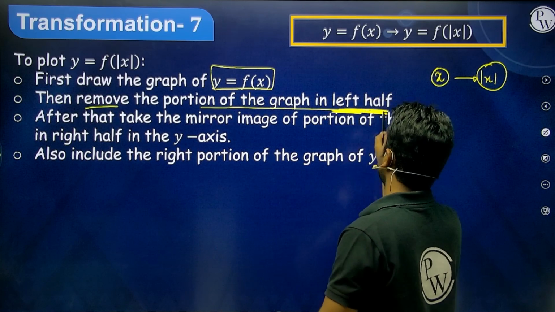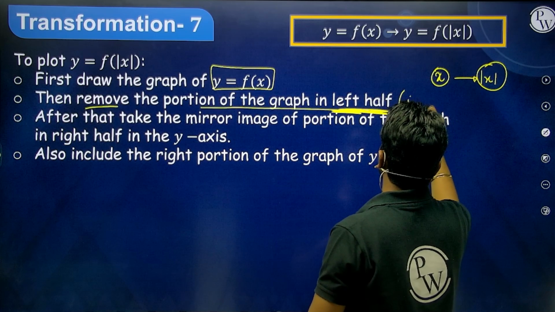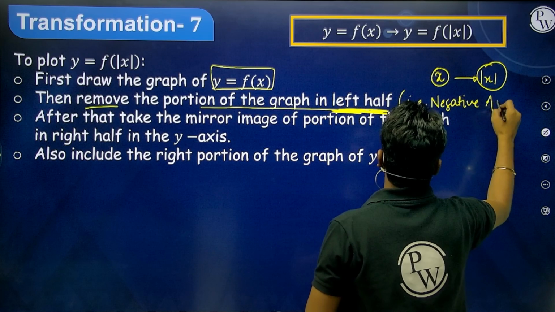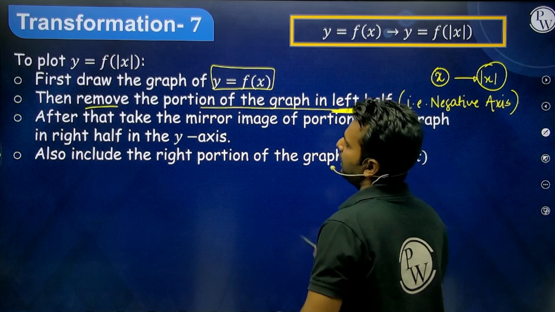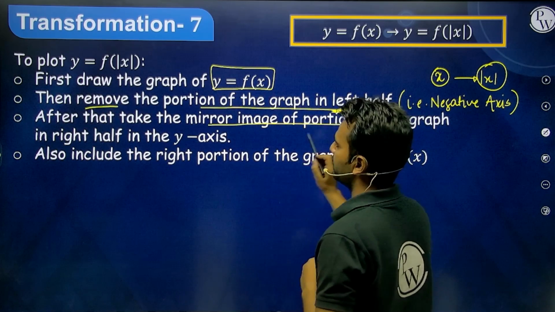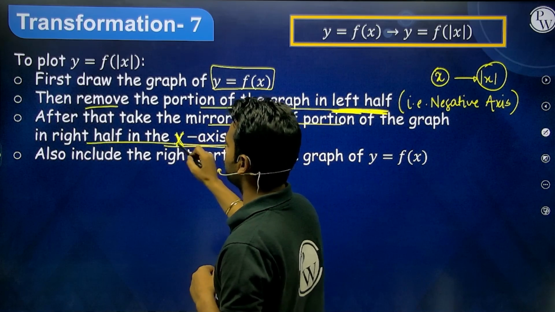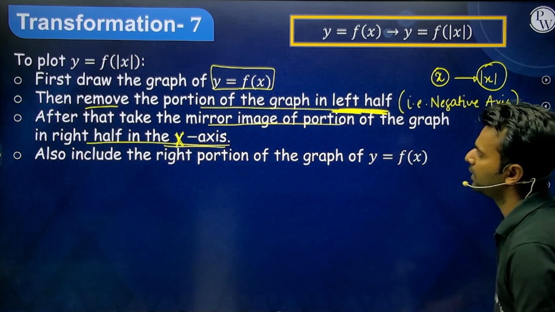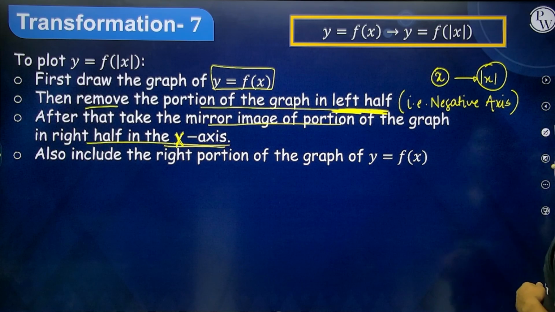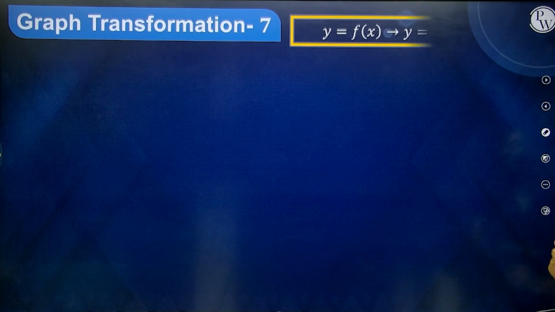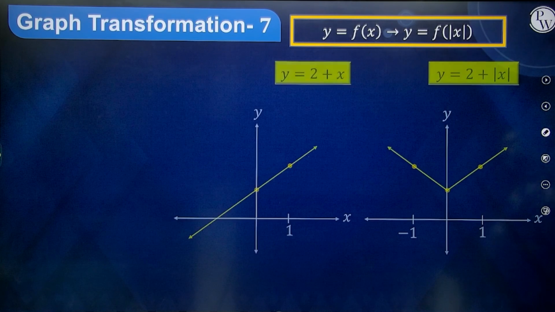Okay, remove the portion in the left half. That is, the graph in the negative x-axis portion, you need to remove. Once you are done with that, take the mirror image of the portion in the right half, in the positive x-axis side, whatever is there. Also include the right portion of the graph y equal to f of x, and that's it, you get the graph. I'll tell you a simple example and it will be easier for you to understand.